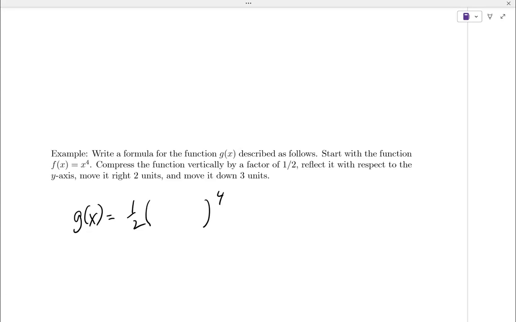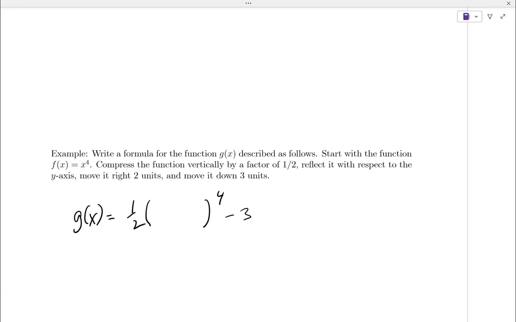Let's do the last one. Let's do the move it down 3 units. If I want to move it down 3 units, what do we need to do? Subtract 3 where? On the outside. Good. Yep, to move it down 3 units, I need to subtract 3 on the outside. That handled all the vertical ones, right? We compressed it and we've moved it down. Yeah? That part okay?